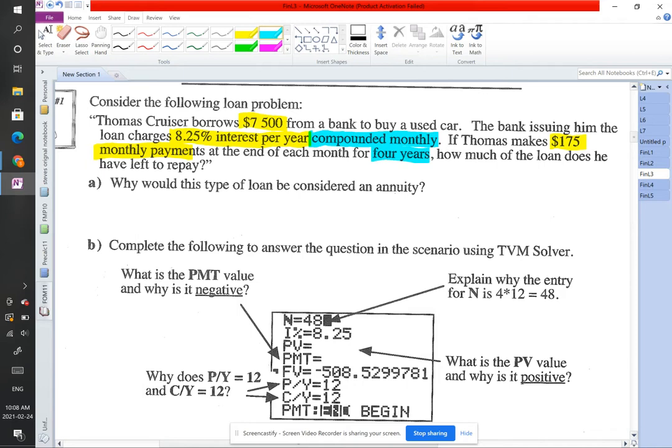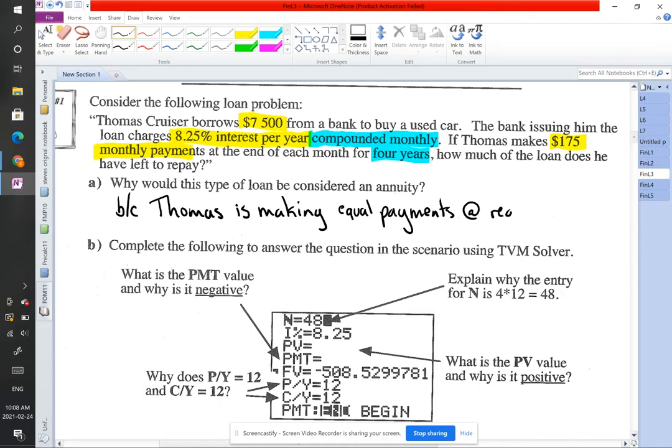Why would this type of loan be considered an annuity? Because Thomas is making equal payments at regular time intervals.